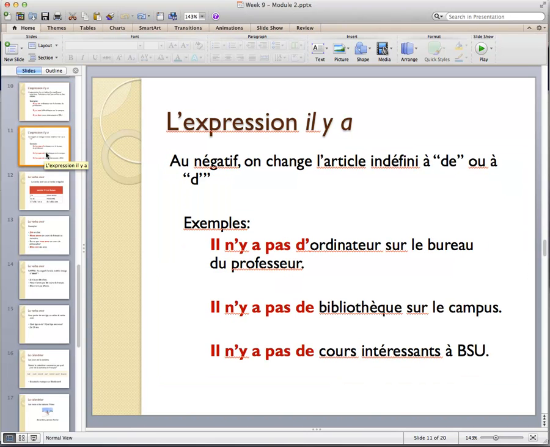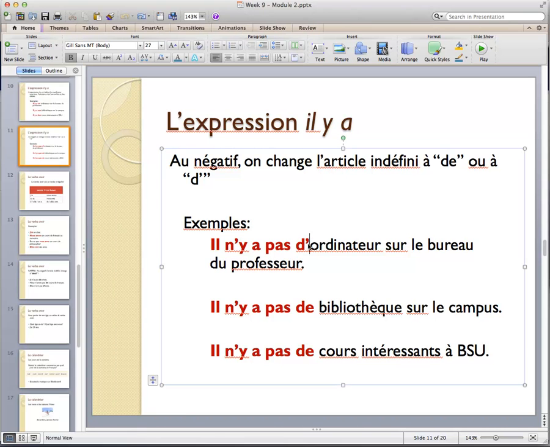When you make this negative, you need to change the article. Remember from Module 1, when you have an indefinite article and the sentence is negative, you either use d apostrophe when the word following starts with a vowel or with an H, or you use de, D-E, when it does not start with a vowel or an H. For example, il n'y a pas d'ordinateur sur le bureau du professeur. Il n'y a pas de bibliothèque sur le campus. Il n'y a pas de cours intéressants à BSU.